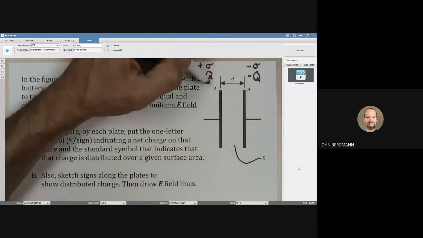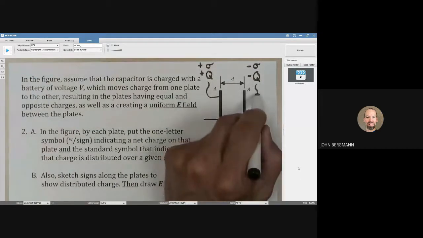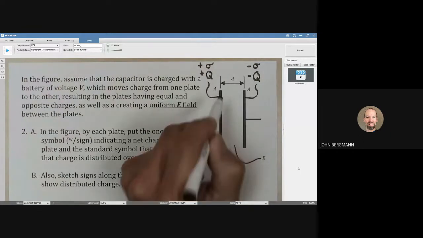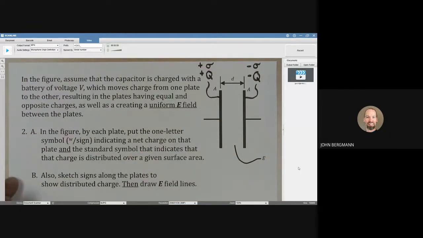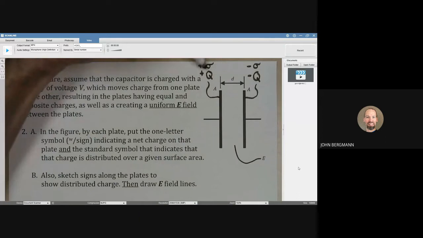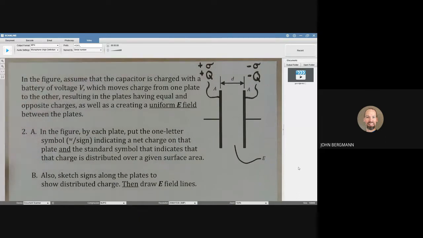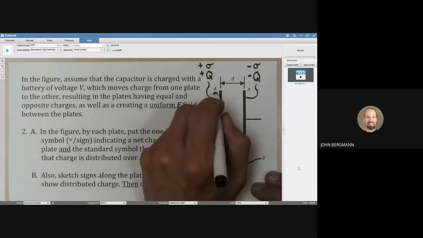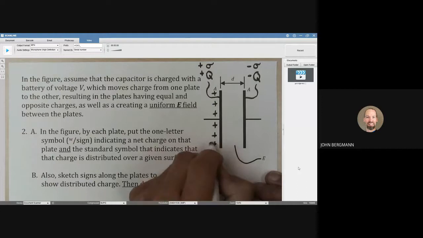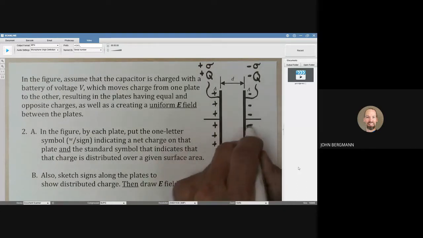So this plate here has gained charge. The plate on the right has lost conventional charge. And there's a certain amount of charge per area. That's what sigma is. Also, sketch signs along the plates to show the distributed charge. So let's put a few signs here.